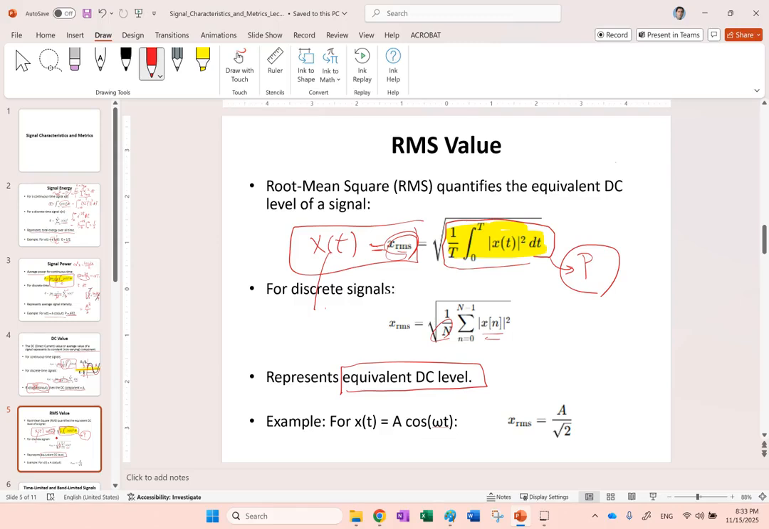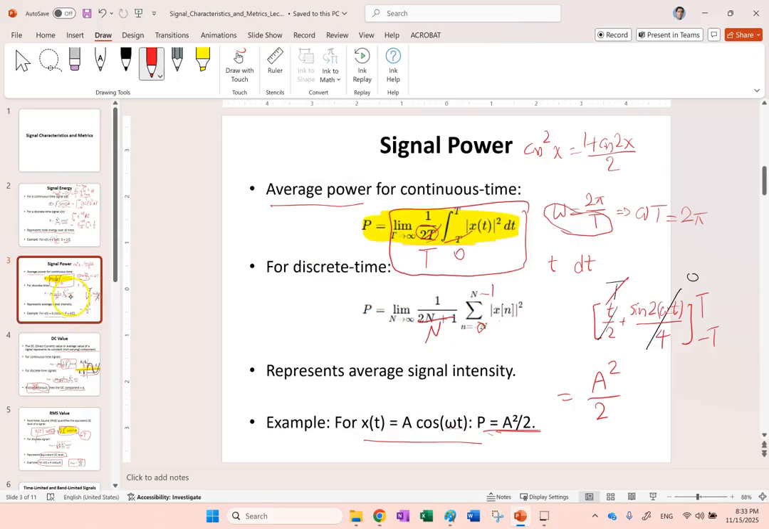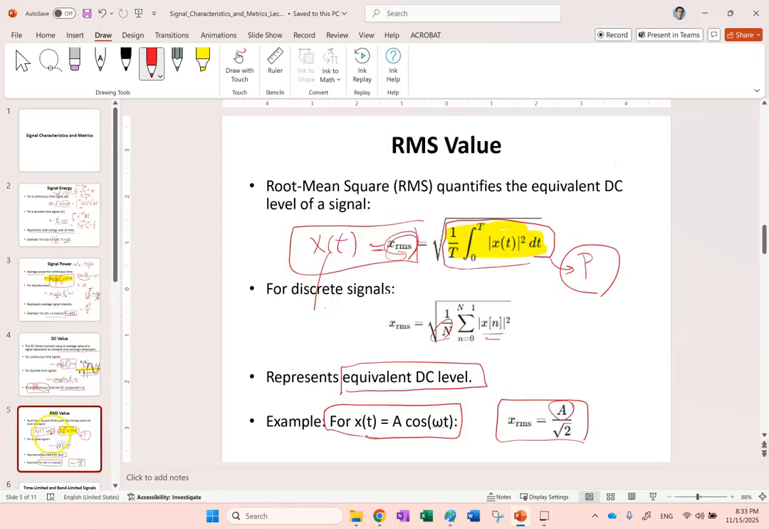Now, of course, if it's a cosine omega t, the x RMS is going to be the amplitude divided by square root 2. Where does that come from? Well, it comes from here. Remember, the power is a squared over 2, so just take a square root of that. This is basically the square root of the power, which is a squared over 2. So it's going to be the amplitude a over square root 2, or 0.707a, 71% of a. That is going to be the RMS value of a harmonic function.